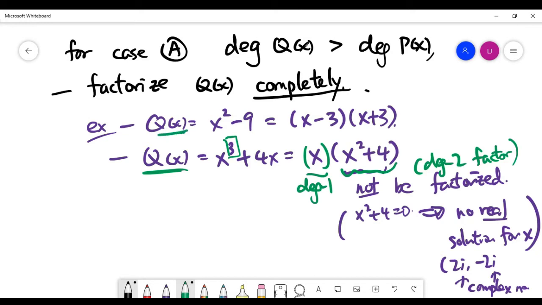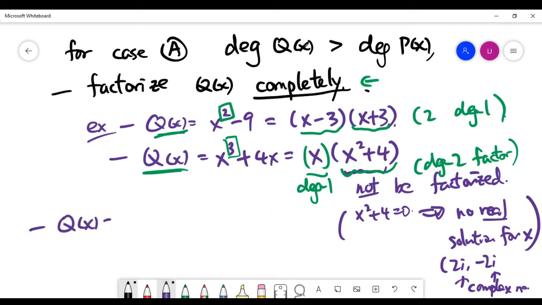For example, in the first case, this polynomial itself has degree 2. But we cannot say it has only one factor of degree 2, right? Because you can actually factorize it further to get a complete factorization where both factors are degree 1. So I'm looking for complete factorizations. And let's look at one more example.